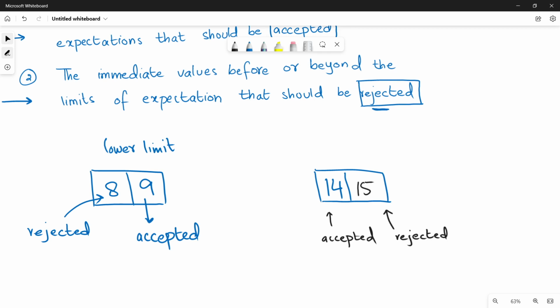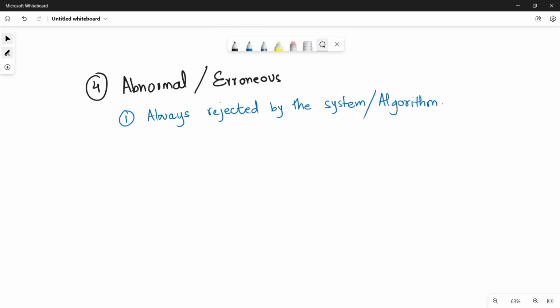Now, quickly moving towards the fourth type of test data. Okay, so here we go. Now the fourth one is abnormal or erroneous data. The abnormal data is the one that is just the opposite of your normal data. And remember that it will always be rejected by the system or algorithm, or the validation check will always be unfulfilled by the data. Now let's see an example.